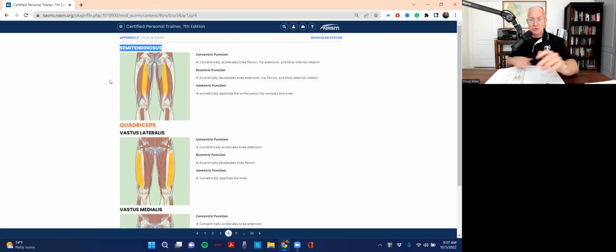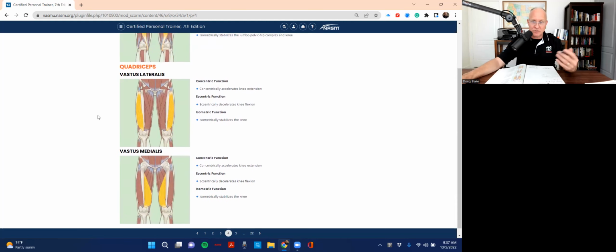Look, I haven't even gotten into this part of it, the concentric, eccentric, isometric function. I don't want to do that yet. I want to help you just to memorize the names of some of these muscles. So again, the way you do it is say it over and over and over again to yourself. Write it down. If you write it and you're saying it to yourself, it's going to make a lot of sense.